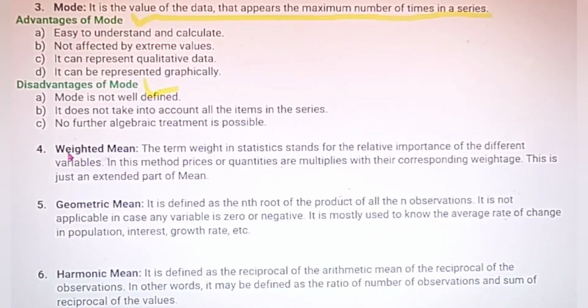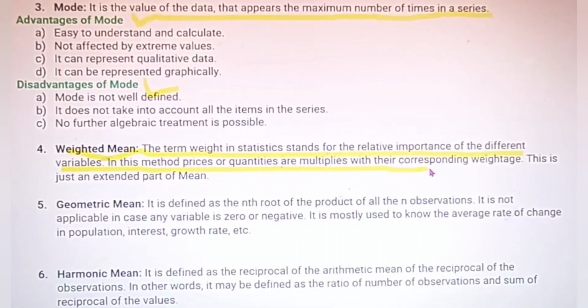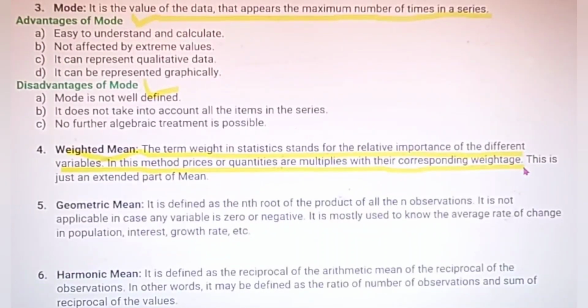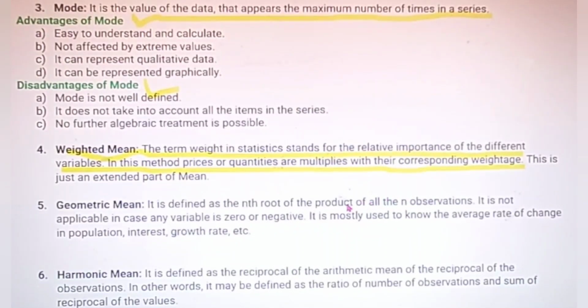When we talk about weighted average mean, that means mean is combined with weights. The term weight in statistics stands for the relative importance of the different variables. In this method, prices or quantities are multiplied with their corresponding weightage. So this is nothing but a type of mean, the extended part of mean.